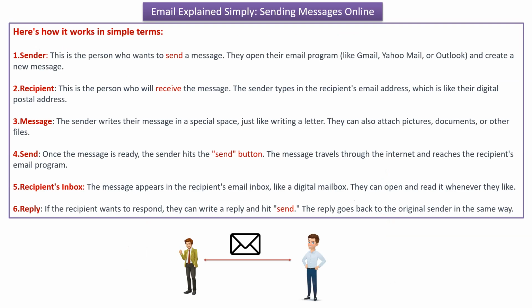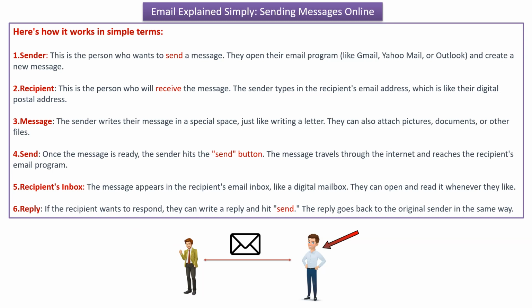Now we will see how email works. The first one is sender. Sender is a person who wants to send the message. They open their email program and create a new message. Email program examples are Gmail, Yahoo Mail or Outlook.